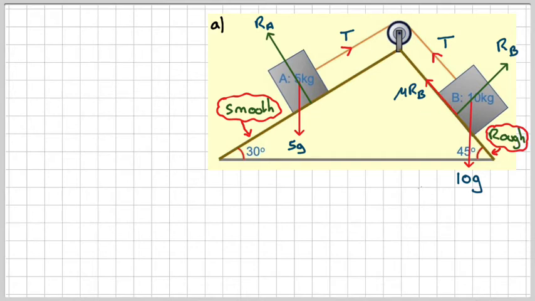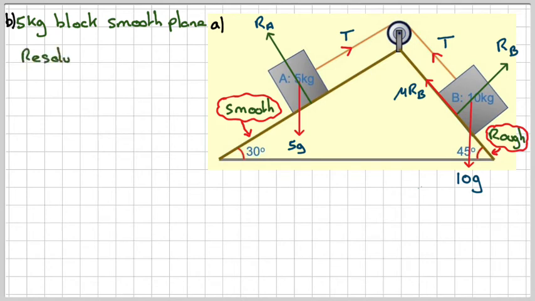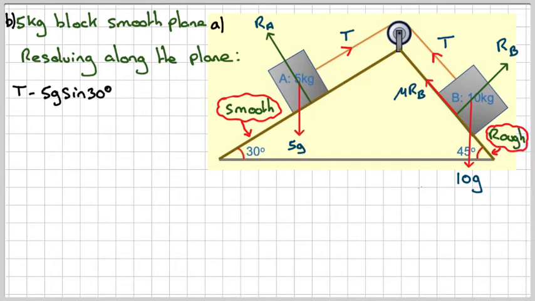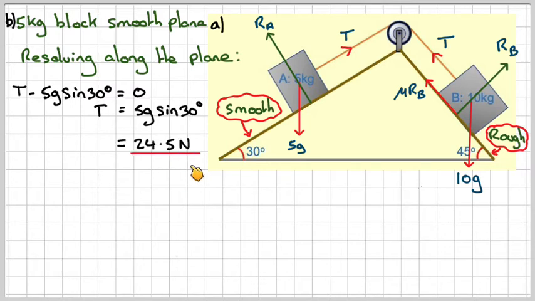Right, part B is to find the tension in the string. So the easiest thing is to use this block here. If we resolve along the plane, then we've got T minus the component of the weight, which is 5g sine 30 degrees, is equal to 0. And that will give that T is 5g sine 30, which is 24.5 newtons.